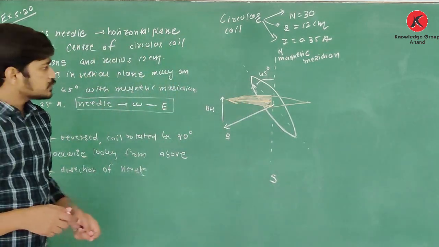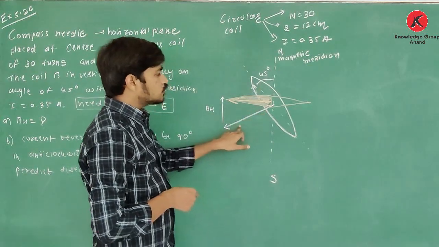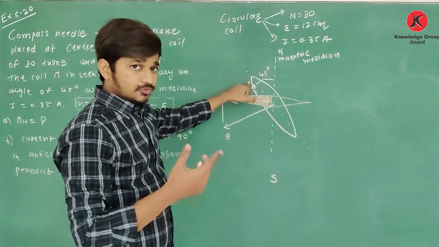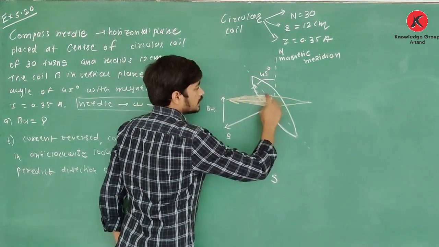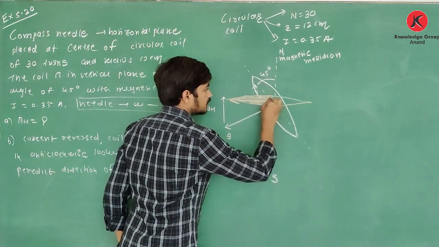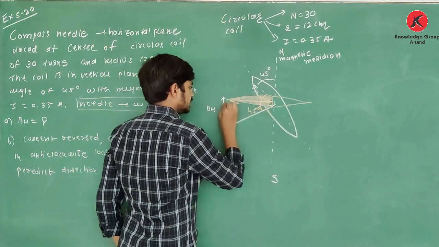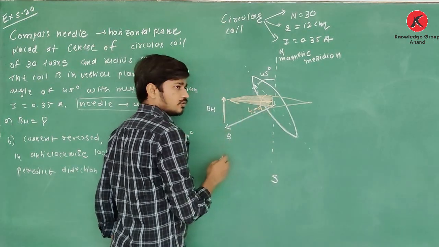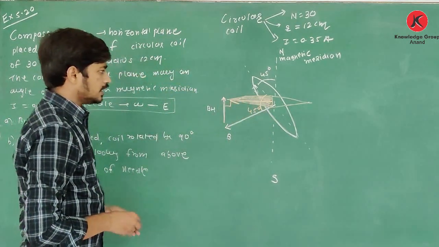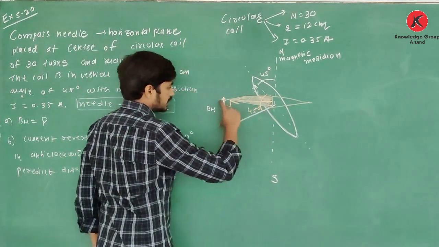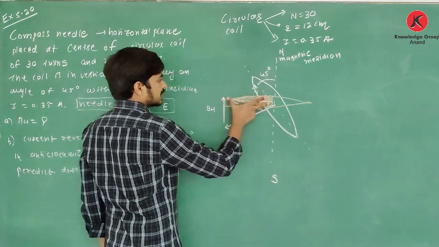Clear about this? Now, as this angle is 45, the magnetic field due to this current carrying ring is perpendicular to it like this. So obviously, if this angle is 45, this angle will also become 45. BH is in the horizontal direction like this, so this angle will become 90. So we have B, BH, and this angle is 45.